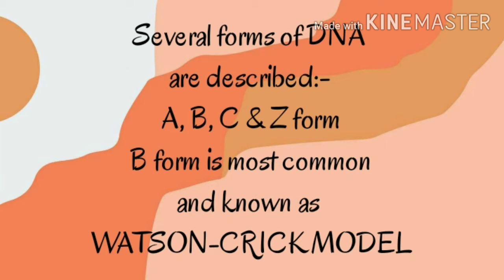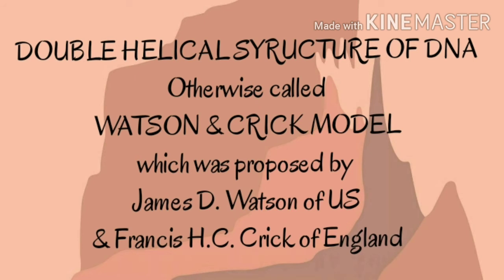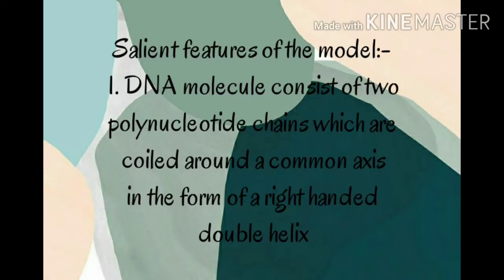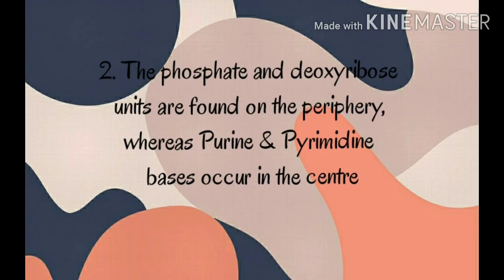The most common one among these is the B form, which was described by Watson and Crick. Watson and Crick together produced this model and named it the double helical structure of DNA. This picture shows these two scientists, Watson and Crick. The salient features of this model are that the DNA molecule consists of 2 polynucleotide chains coiled around a common axis in the form of a right-handed double helix. We can assume this as a helical staircase wound in a right-handed fashion. The phosphate and deoxyribose units are found on the periphery, whereas purines and pyrimidine bases occur in the center.